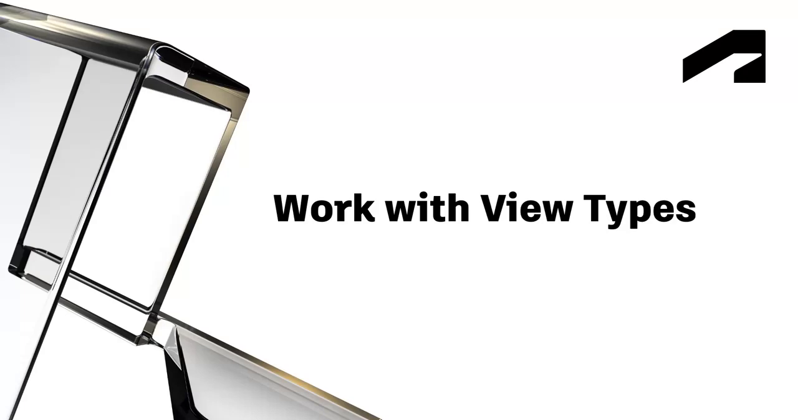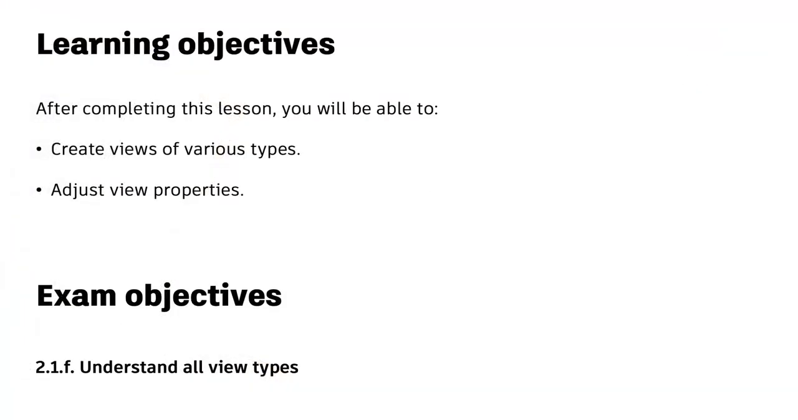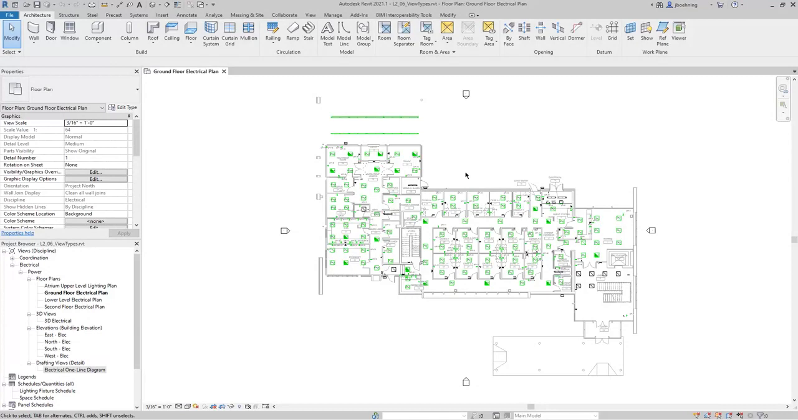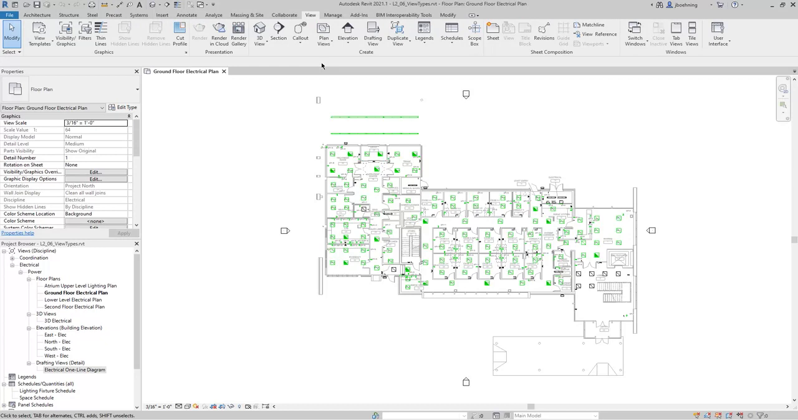In this video, we will cover creating views of various types and adjusting view properties. When you are modeling or documenting a building project, there are several types of views you can create to help you. When you switch to the View ribbon, you can see on the Create panel that there are several view tools that you can use.